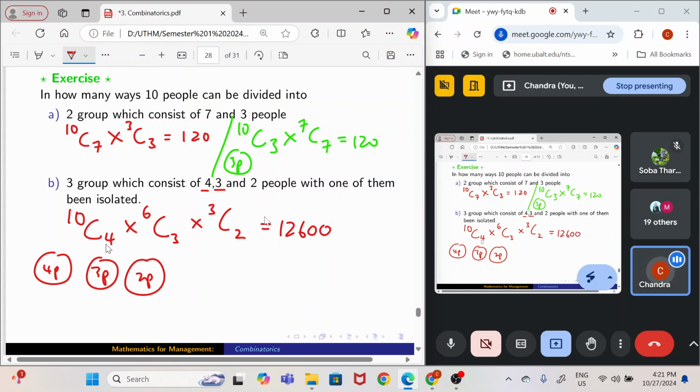You can choose 3 first, 4 and 2, or you can choose 2 first, 3 and 4, something like that. Okay, doesn't matter the arrangement. You will get the same answer.